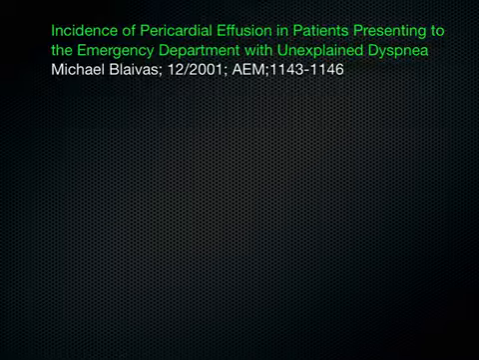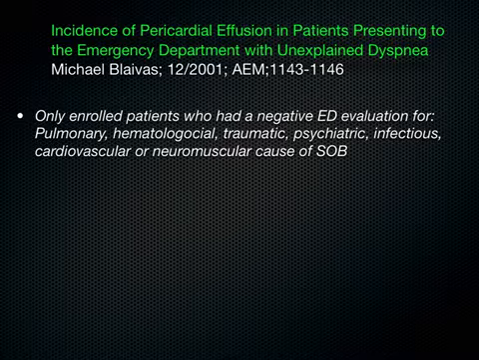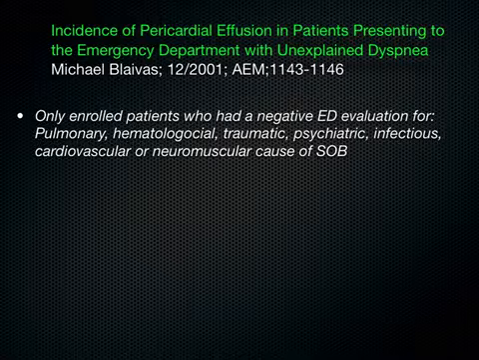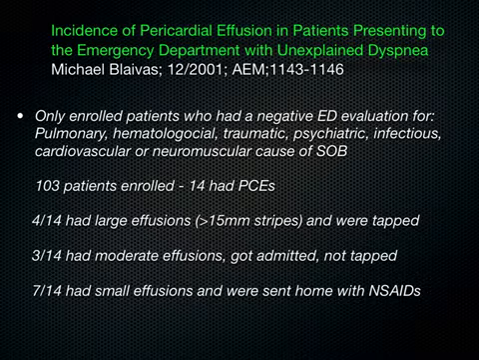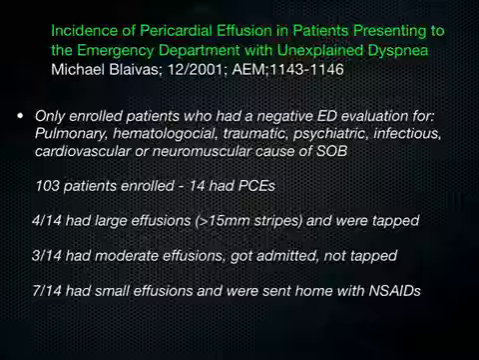And then another study by Mike Blyvis showed that if you take patients who have a negative workup for any cause of shortness of breath, 14 out of 103 had pericardial effusion there. And so this is somebody who has unexplained dyspnea, 14 of 103 having pericardial effusions. And that's something to consider. How large or small the effusion is obviously plays into it.